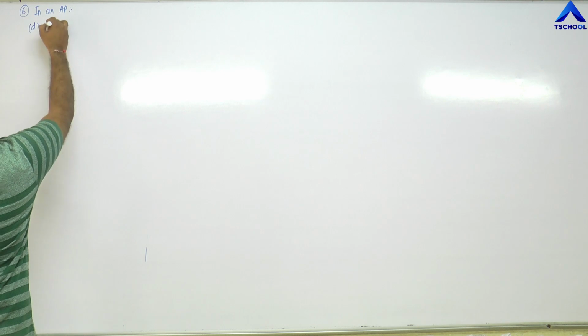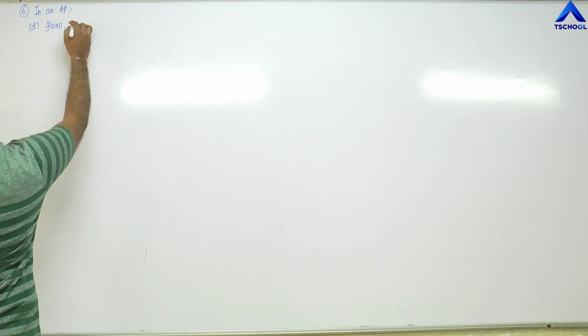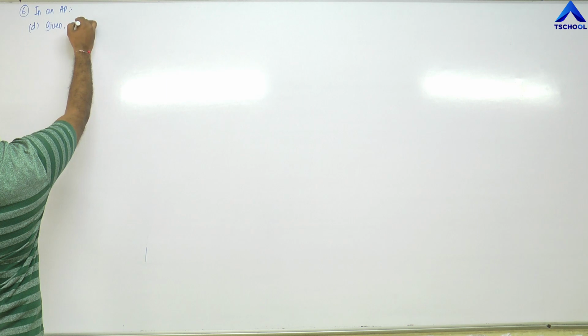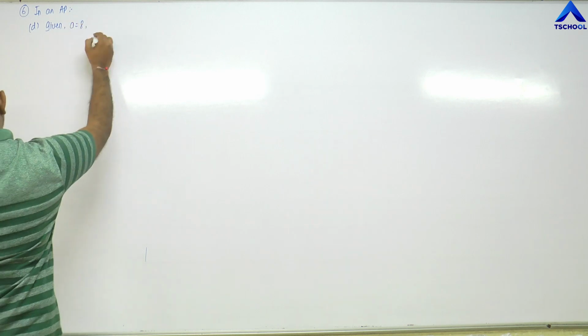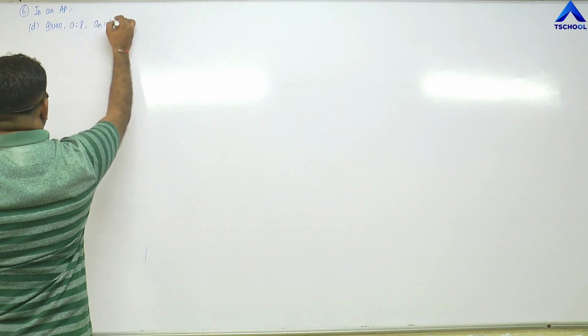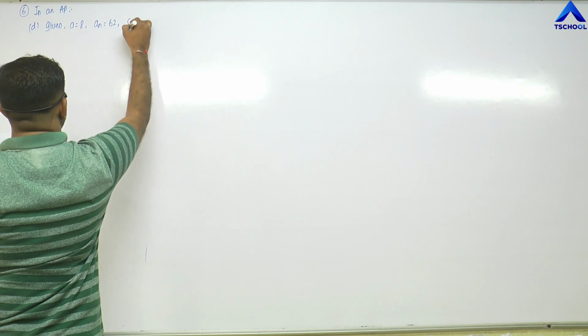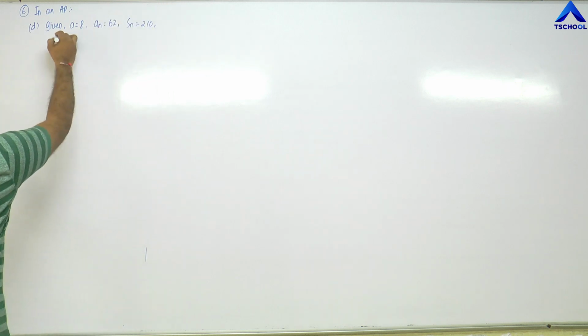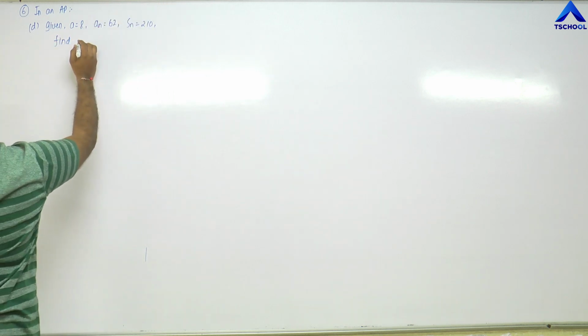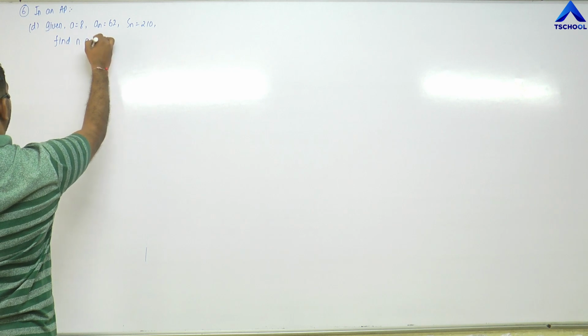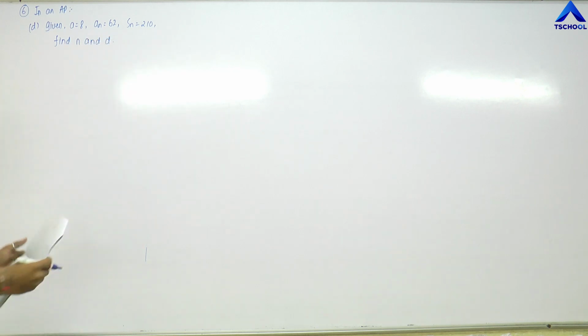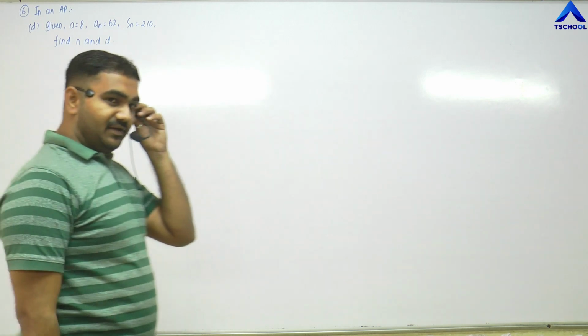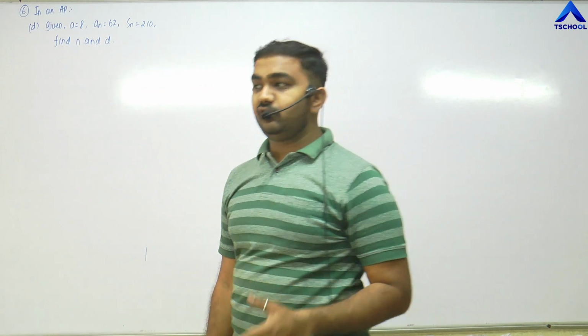That is given: a equals 8, an equals 62, Sn equals 210. Find n and d. See, this is somewhat a very good question here, friends. We are not knowing the value of n and d both. We need to find out them.